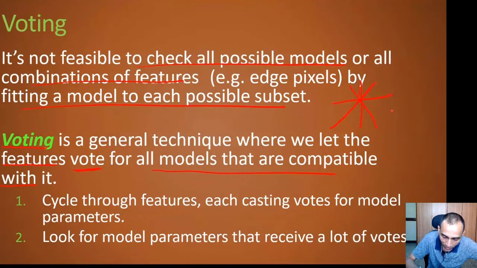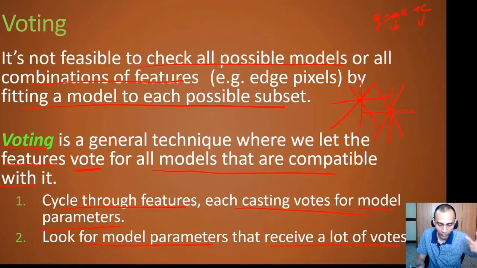Then similarly, another point will also cast votes for all the possible lines that can pass through it. We'll do this for all features, each of them casting votes for a particular set of lines, or a particular set of model parameters in general. At the end, after all the casting is done, we'll look for that particular line, or those particular parameters. A line can be defined by two parameters, slope and intercept, y = mx + c. So we'll look for those values of m and c which receive the maximum votes.